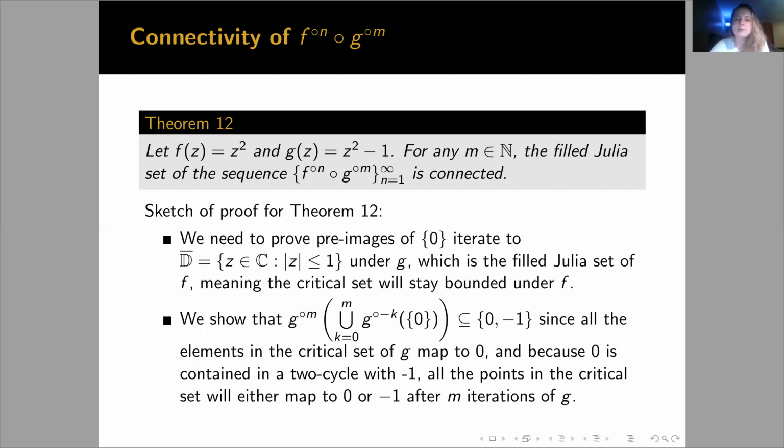Thus, all the points in the critical set will either map to 0 or -1 after m iterations of G, making them all contained in the Fatou-Julia set for the sequence, so that the Julia set is connected by the theorem that we just discussed. Using the same logic, you can prove that the Julia set for a sequence of the form f^n of h^m of z is disconnected if the function h of z is a polynomial with a cycle that has a point outside the unit circle.